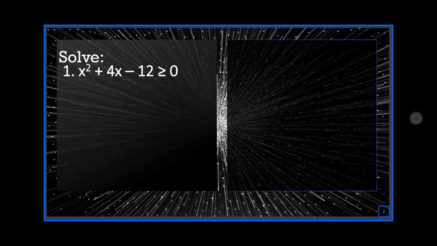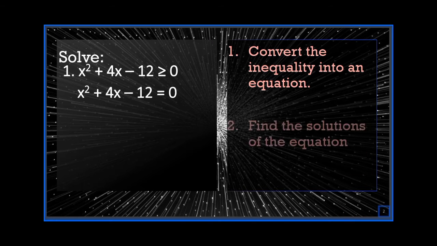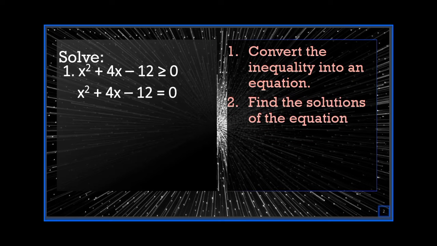So, ang una lang natin gagawin dito is convert the inequality into an equation. So, from x squared plus 4x minus 12 greater than or equal to 0, this will become x squared plus 4x minus 12 is equal to 0. Then after that, find the solutions of the equation. So meron tayong iba't ibang way in solving quadratic equations. So dito, gagamitin ko ang factoring.